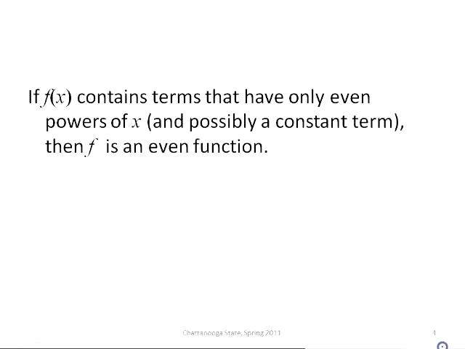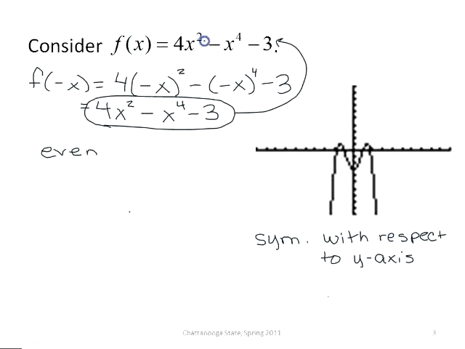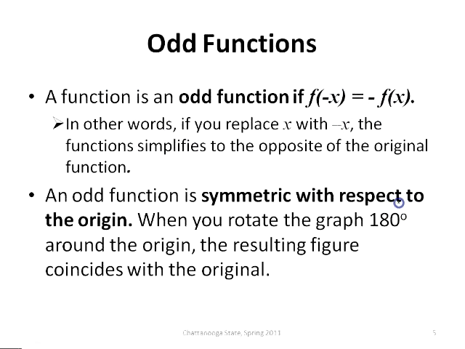Now, when you have a function and all of your x terms have an even power with it, even if you have a constant term in there, you're going to have an even function. And that's what we had on this problem. We had even exponents with our variable. We did have a constant term in there, but we didn't have any x to an odd power. So the function was even.